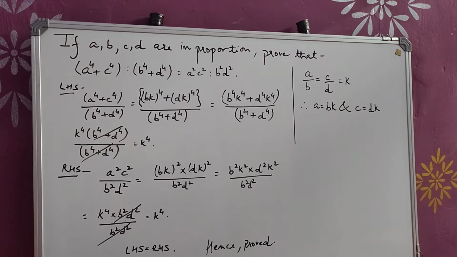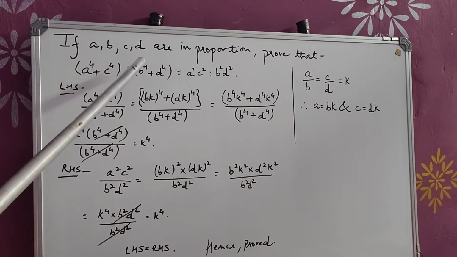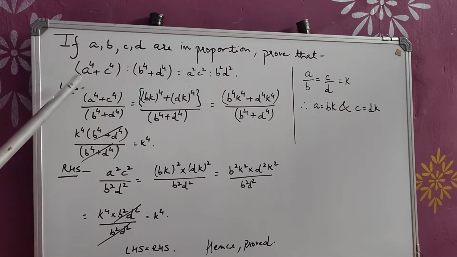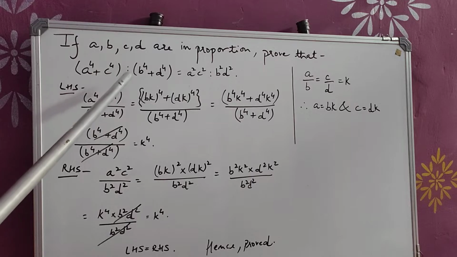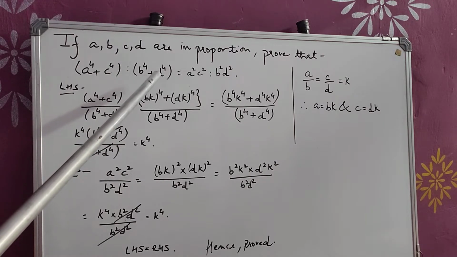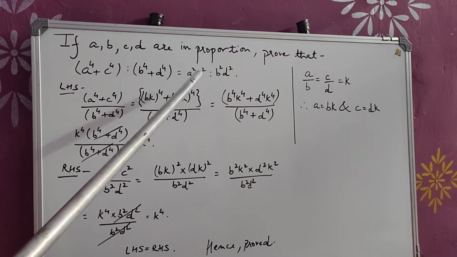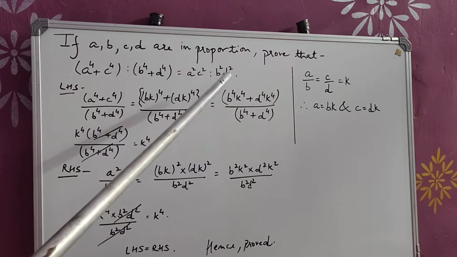In one of the questions that I've taken over here, it's given: if A, B, C, D are in proportion, then prove that A raised to the power 4 plus C raised to the power 4 is to B raised to the power 4 plus D raised to the power 4 is equal to A square C square is to B square D square.